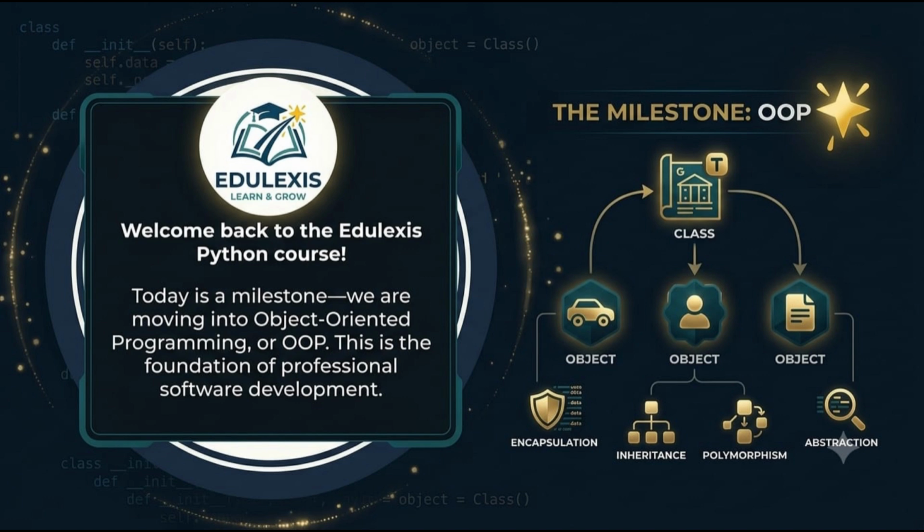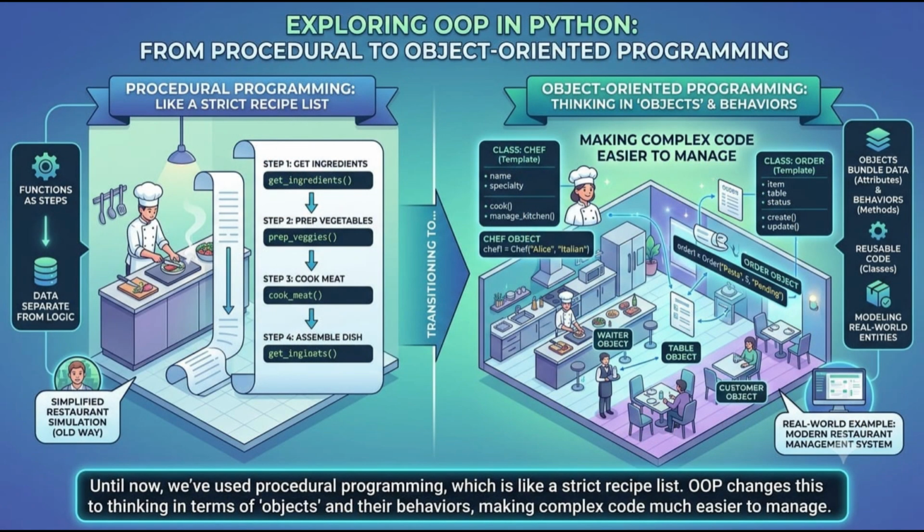Today is a milestone. We are moving into Object-Oriented Programming, or OOP. This is the foundation of professional software development. Until now, we've used procedural programming, which is like a strict recipe list. OOP changes this to thinking in terms of objects and their behaviors, making complex code much easier to manage.